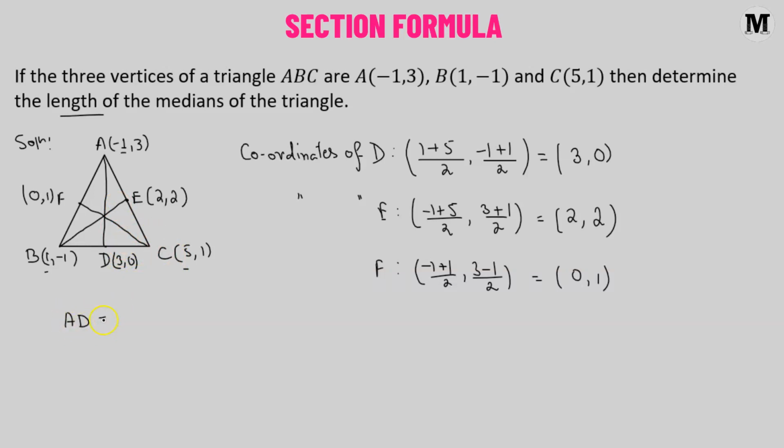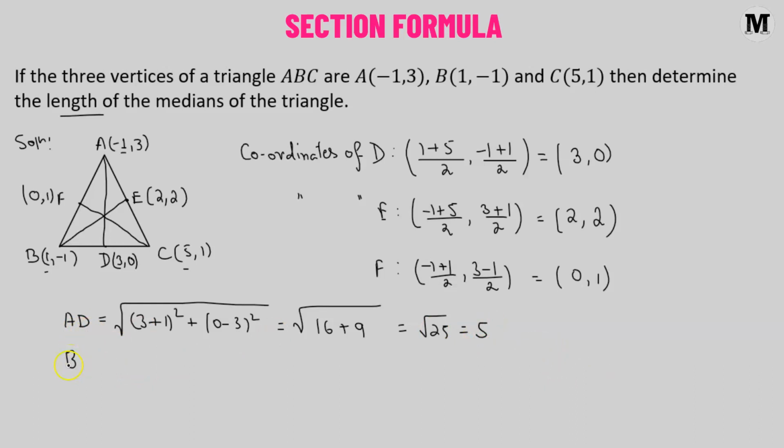We'll begin by finding out the length of AD. So here we have a square root. Underneath the square root, first we need the difference of the x coordinates. So we'll take 3 minus -1. So we're going to get 3 plus 1 squared, added to the difference of the y coordinates. So that's 0 minus 3 whole squared. So we have the square root of 3 plus 1, that's 4. 4 squared is 16. Added to -3 squared, that's 9. This is going to be the square root of 25, which gives us a value equal to 5. So the length of the median AD comes out to be 5 units.